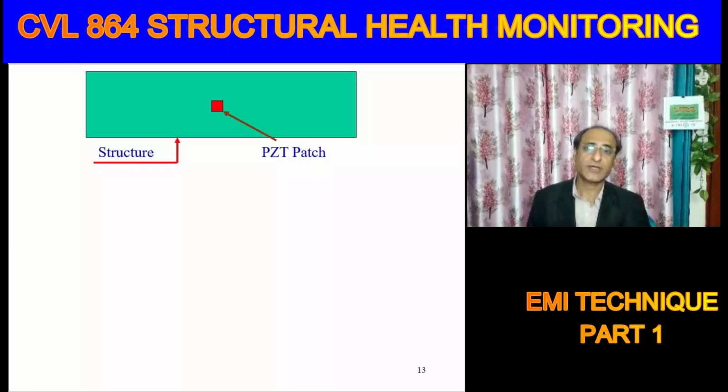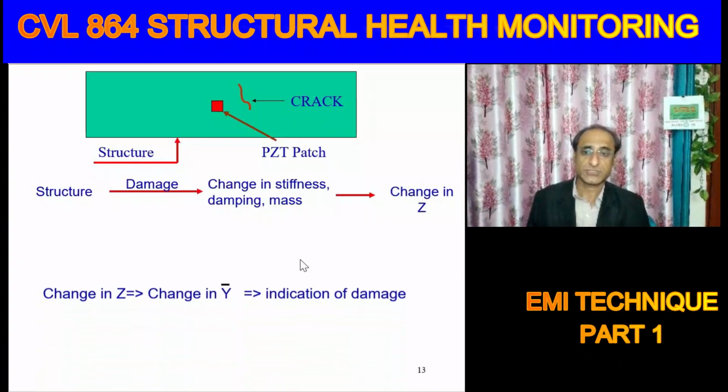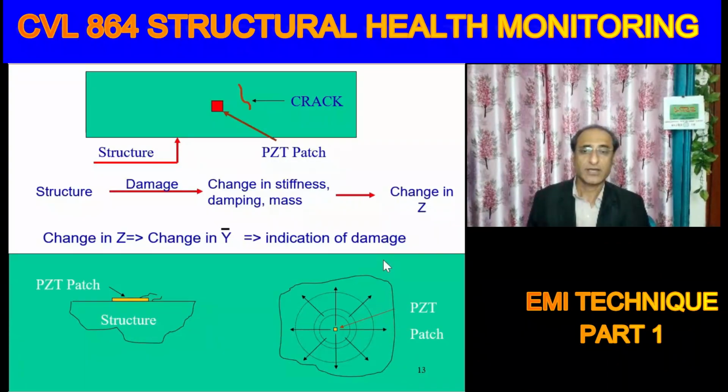So how does this identify damage? We have just seen from the equation that if there is any damage, then there will definitely be a change in the stiffness, mass and damping characteristics, and that means the mechanical impedance undergoes change. And when mechanical impedance changes, there is a change in the admittance, and this gives us an indication of damage.